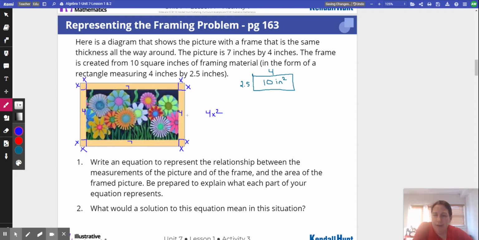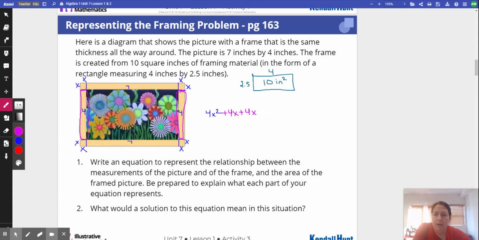I also have other rectangles in here. If I look at this rectangle on the right-hand side, it is X by 4. 4 times X would be 4X. I have 2 of them because I have another one over here on the left-hand side. So there are 2 4X's.